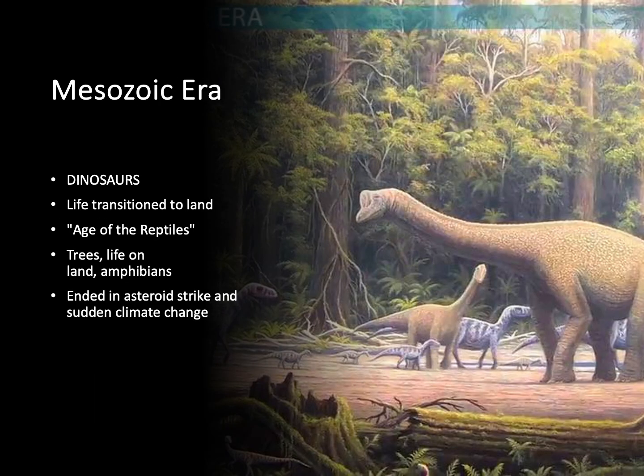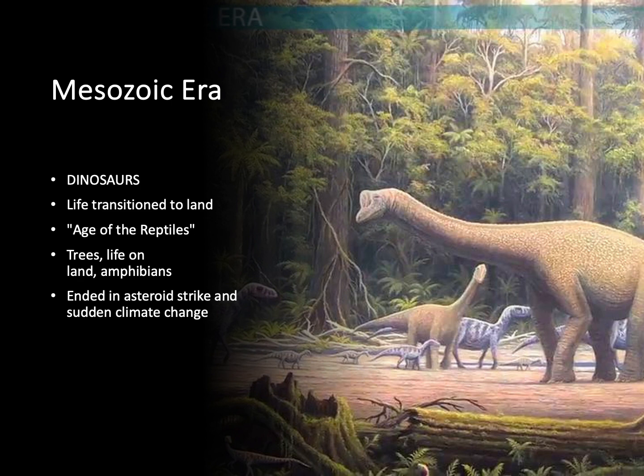And the Mesozoic era is probably the most famous period of Earth's history, because this is when we had dinosaurs. In geology, we call the Mesozoic the Age of Reptiles. This is the first time in Earth's history where life has transitioned from water onto land. And we're going to see that life very quickly becomes massive in size. We can have dinosaurs that are hundreds of tons and hundreds of feet long. But in addition to our dinosaurs, trees evolved during the Mesozoic. We also see amphibians like frogs.